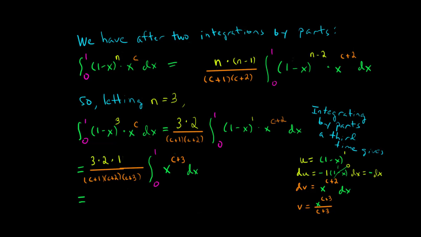Well, now I'm going to just write that 3 times 2 times 1 as 3 factorial. And that's really the whole point of us doing this integration. So we've got 3 factorial now coming out of this over c plus 1 times c plus 2 times c plus 3 times x to the c plus 4 over c plus 4. That's what you get when you do that integral, of course. Evaluate at the boundaries, x equals 1 and x equals 0.